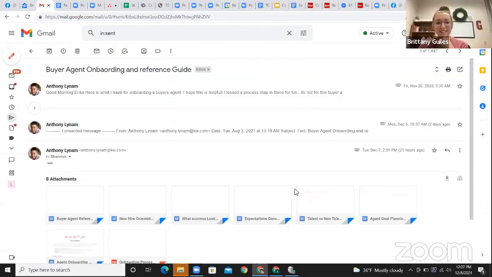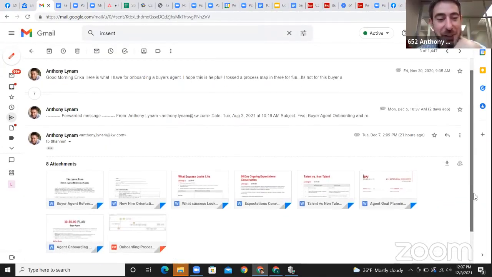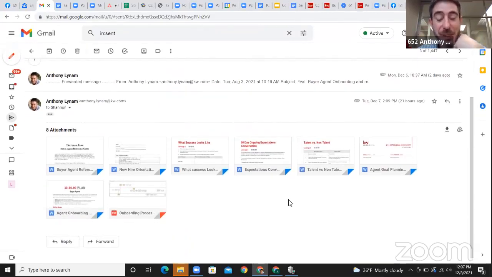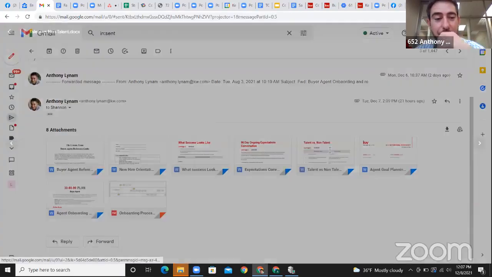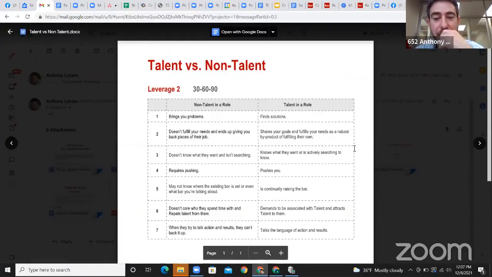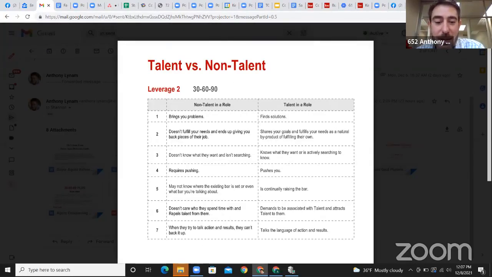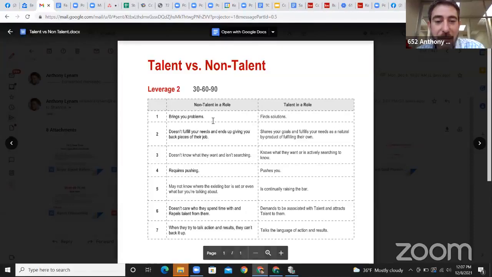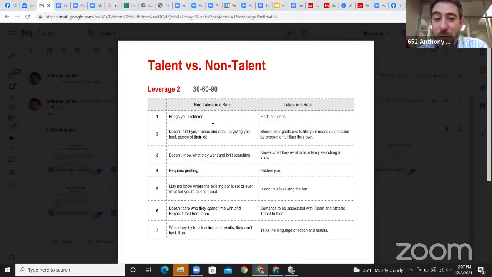This is yesterday. I was just sending this out. This is only half of our buyer agent manual that goes out for when you hire a buyer's agent for your team. So anyway, here in talent versus non-talent, 30, 60, 90 is: non-talent in a role brings you problems. Talent in a role finds you solutions. And again, we're not talking about talent like Kobe Bryant.